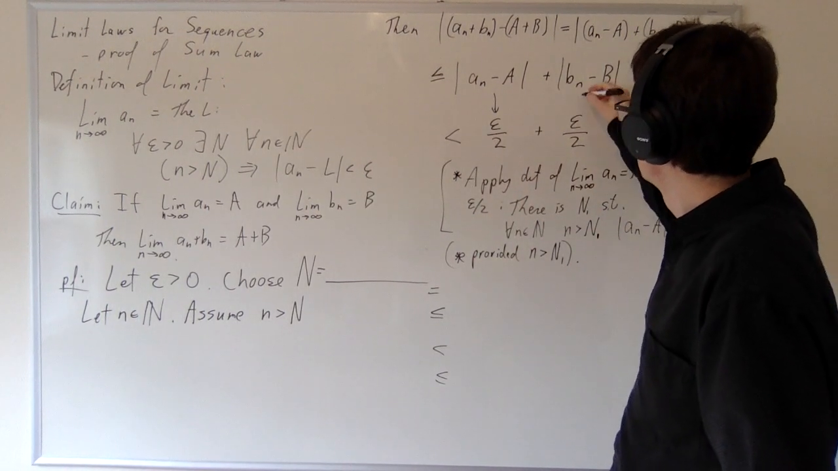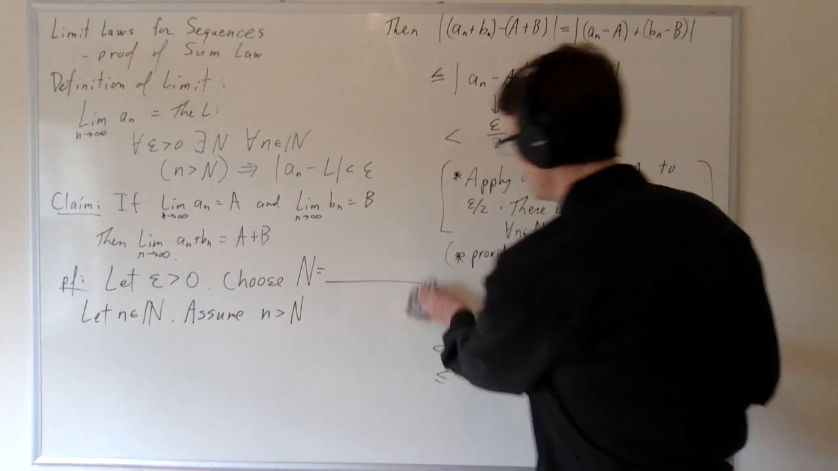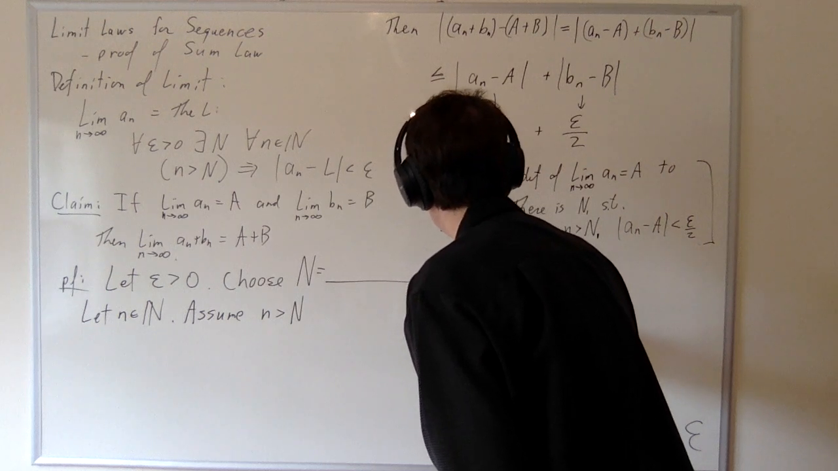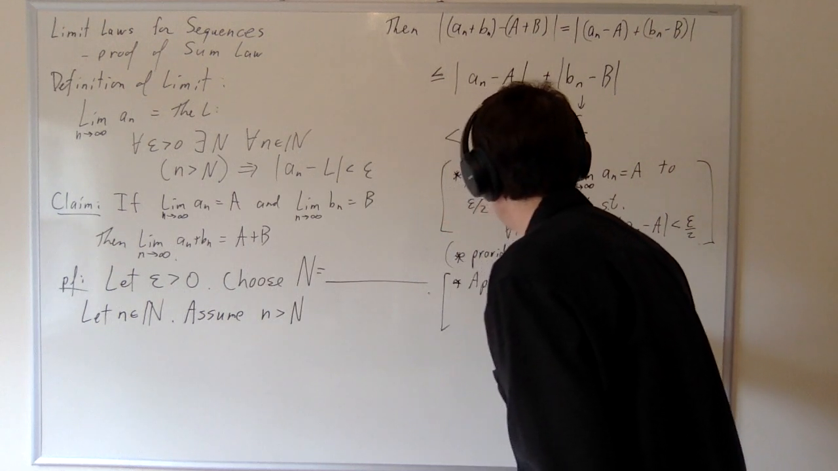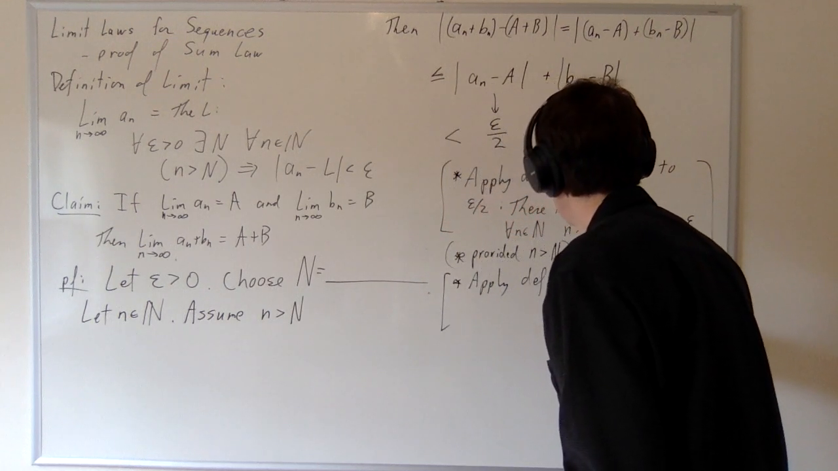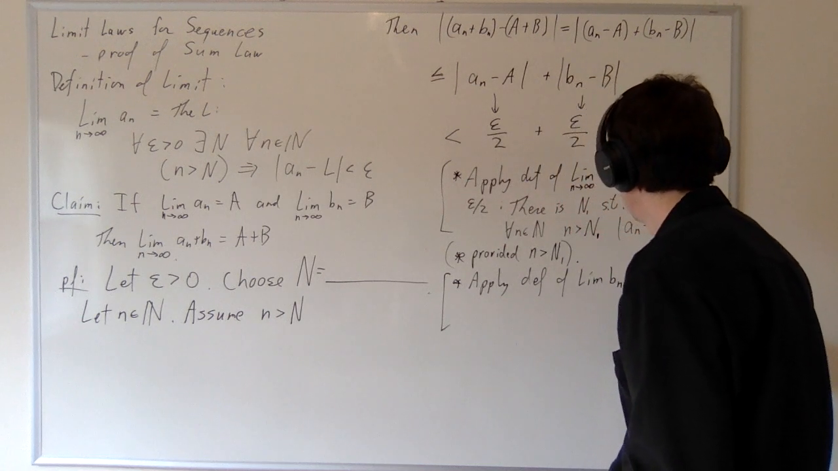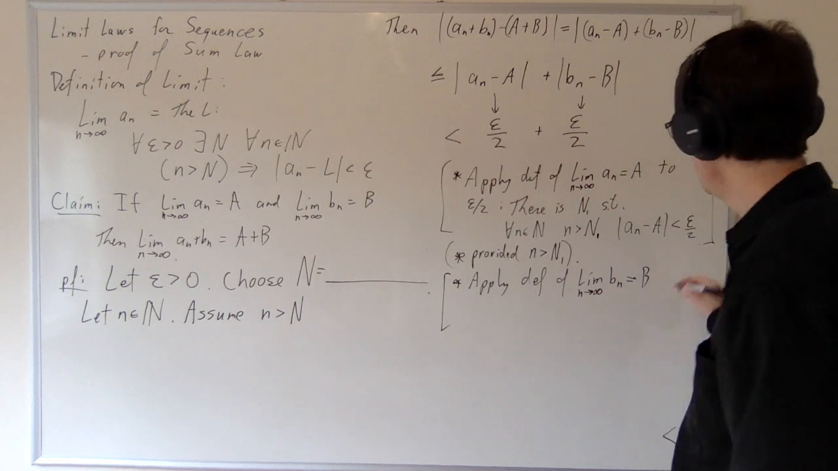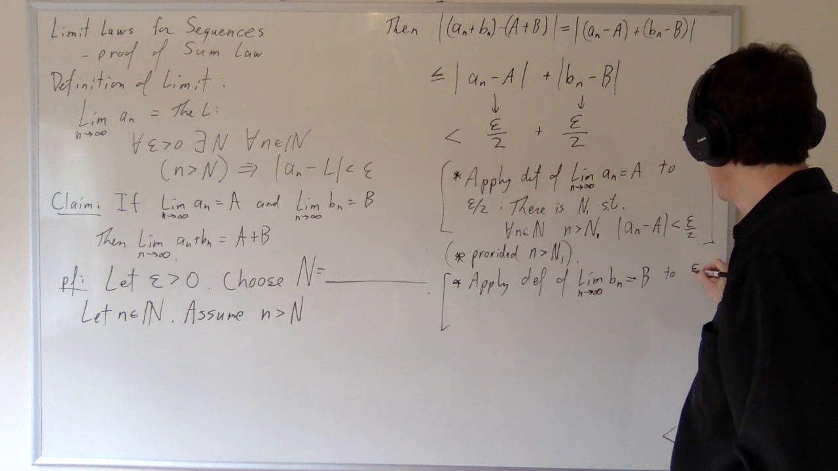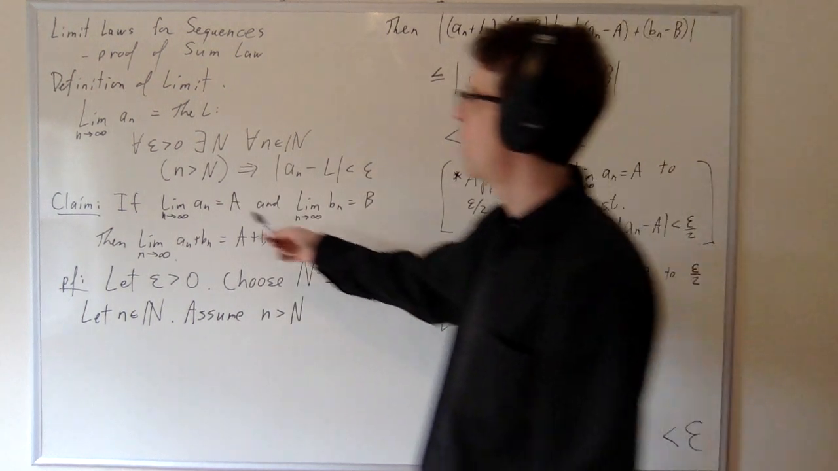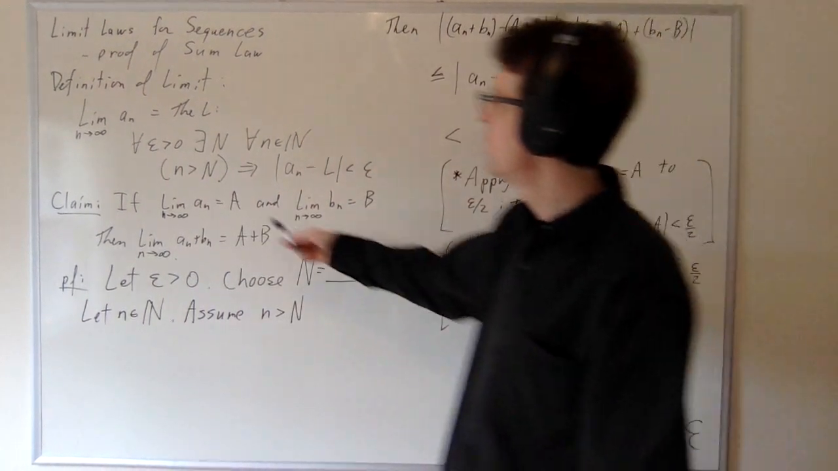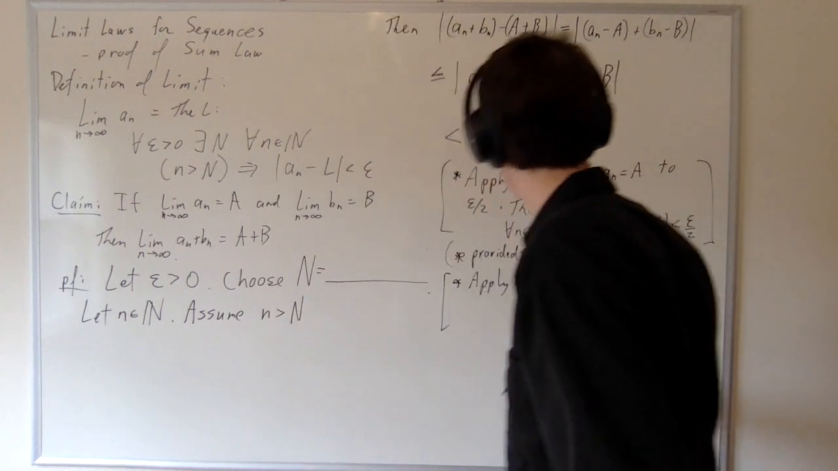Now, what about this one? Well, that's going to work exactly the same way. So you get the idea now. So what we're going to do here is we're going to apply the definition of the statement limit b_n equals b, that is, of course, as n goes to infinity, to the value epsilon over 2. Basically, we're saying, okay, it's true for any positive epsilon. Epsilon over 2 is a positive number, and so there must be some value N.